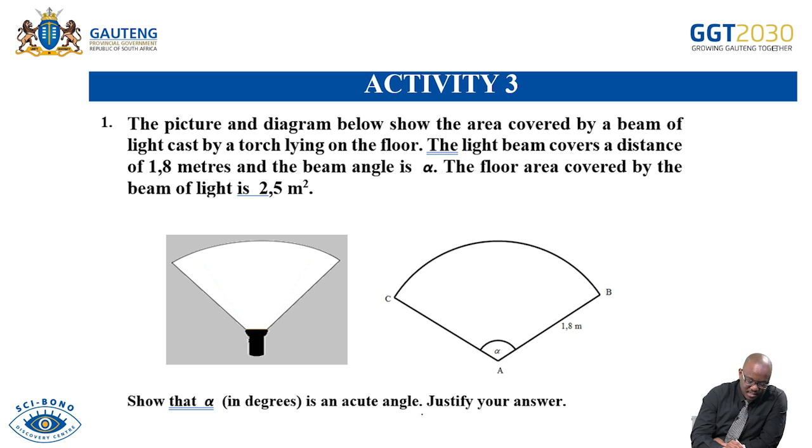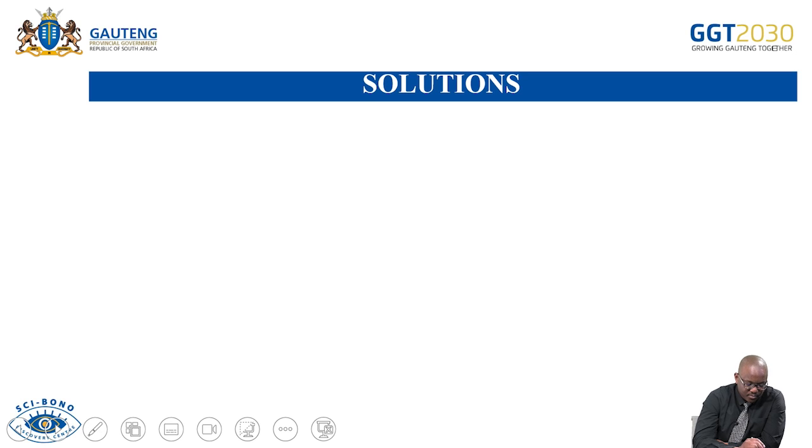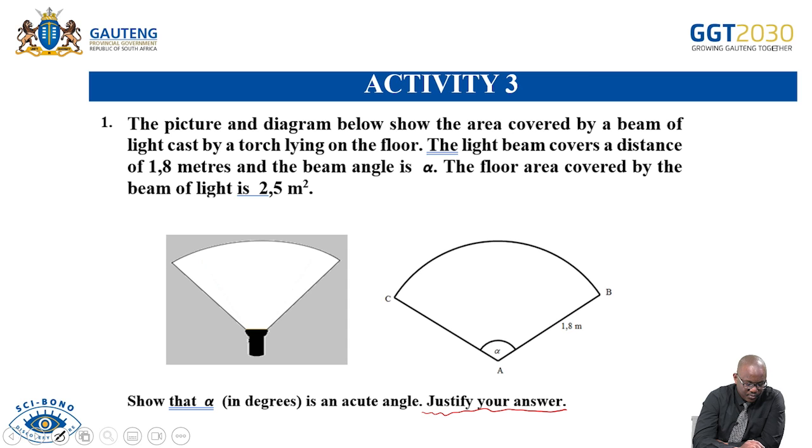So you see, when they're saying you must justify your answer, it means you must put a conclusion on your answer in words. Correct. So now, what is going to happen here? Firstly, we know what our area is. Remember they said the area covered by the floor, the area of a beam of light. That is the area, ne? Covered by the beam is 2,5 meters squared.